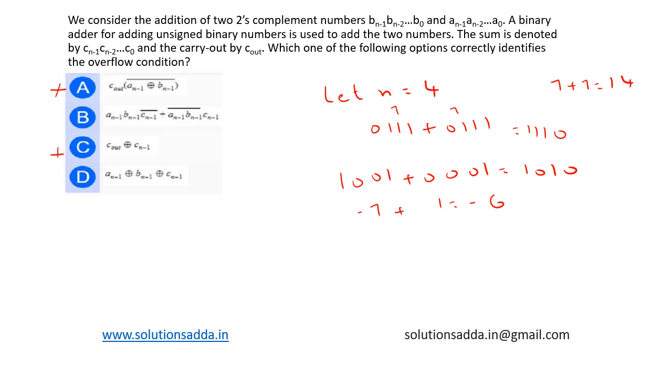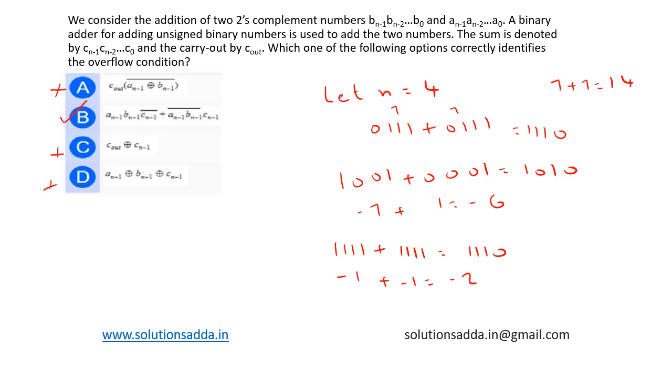Let's see option D. This is also not the correct option. Consider the following example: 1111 plus 1111. We get 1110. This is actually -1 plus -1, which is equal to -2, where there is actually no overflow, but the given condition says that there is overflow. So this is also not correct. So based on the options, option B is the correct answer.